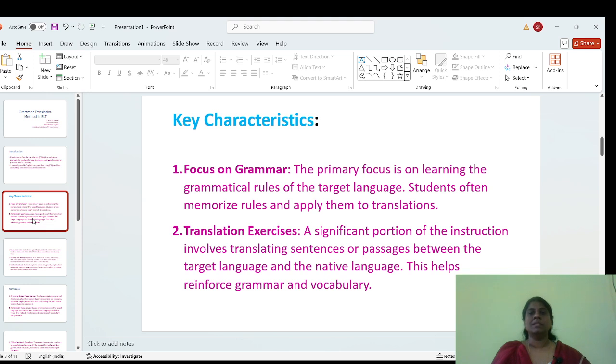Focus on grammar. The primary focus is on learning the grammatical rules of the target language. Students often memorize rules and apply them to translations. Translation exercises. A significant portion of the instruction involves translating sentences or passages between the target language and the native language. This helps reinforce grammar and vocabulary.